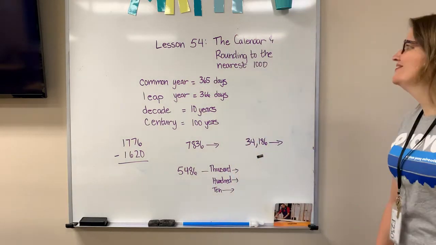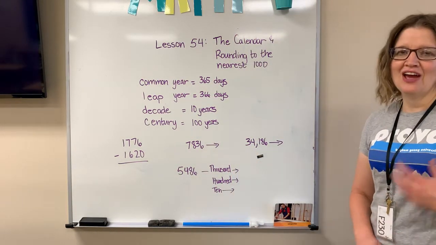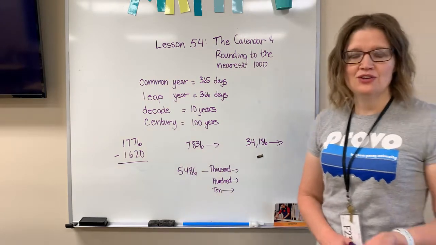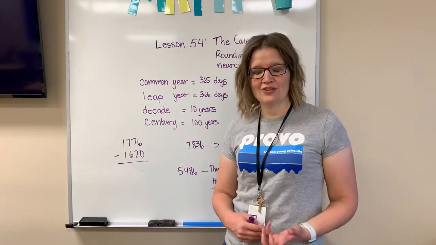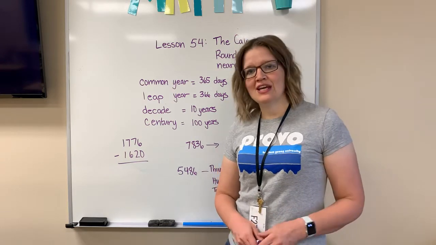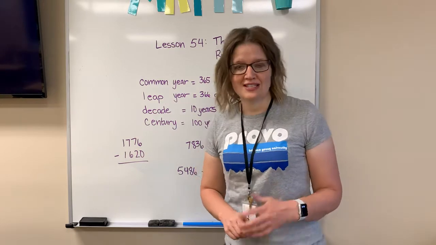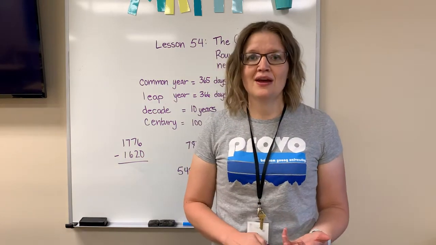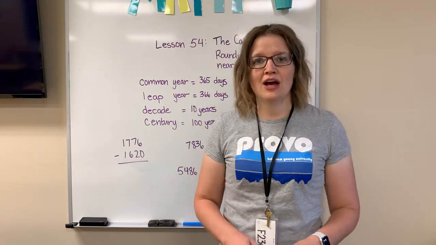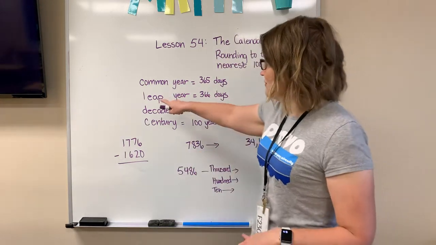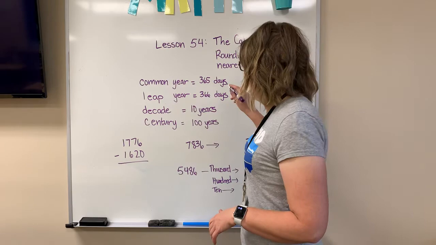Good morning to lesson 54, the calendar and rounding to the nearest thousand. There are a few things that you need to understand with the calendar. The first thing is that a common year is 365 days. We also have, every four years, a special event called a leap year.